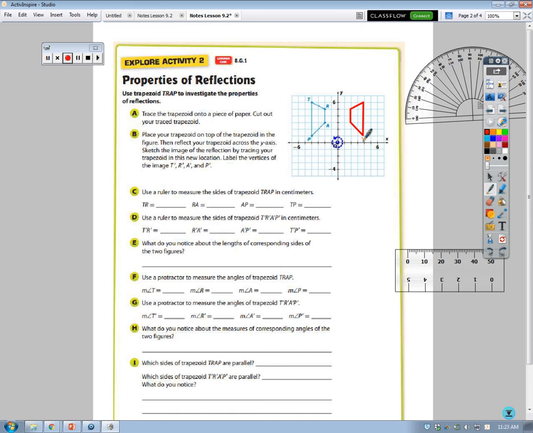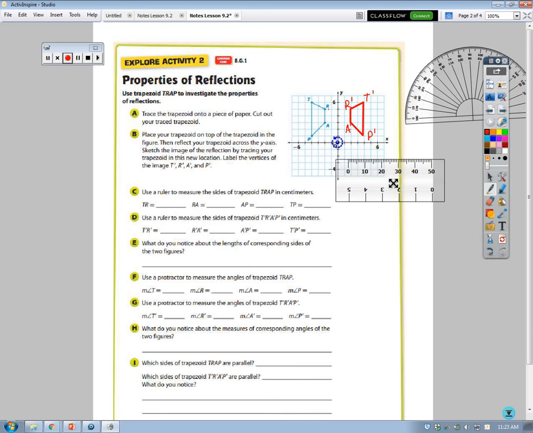And so I need to make sure that I'm now labeling my new vertices. So if this is R, this would be R prime. If this is T, this would be T prime. A prime, and P prime. Make sure you're using that correct notation there. So we're going to use a ruler to measure the sides of each trapezoid in centimeters. Now, if you don't have a ruler, you just got to follow along with me, and this does take a little bit of time because we're measuring everything. So I'll try and be efficient about it.